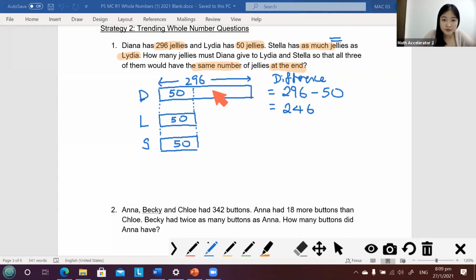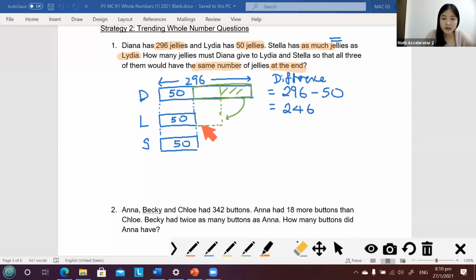So this is the 246. Let me highlight it in green. This is the 246 difference. If I split it into 2 and I give one part of it to Lydia, will Stella have the same as the both of them? No. Stella is still 50 because you cut it into 2 only.